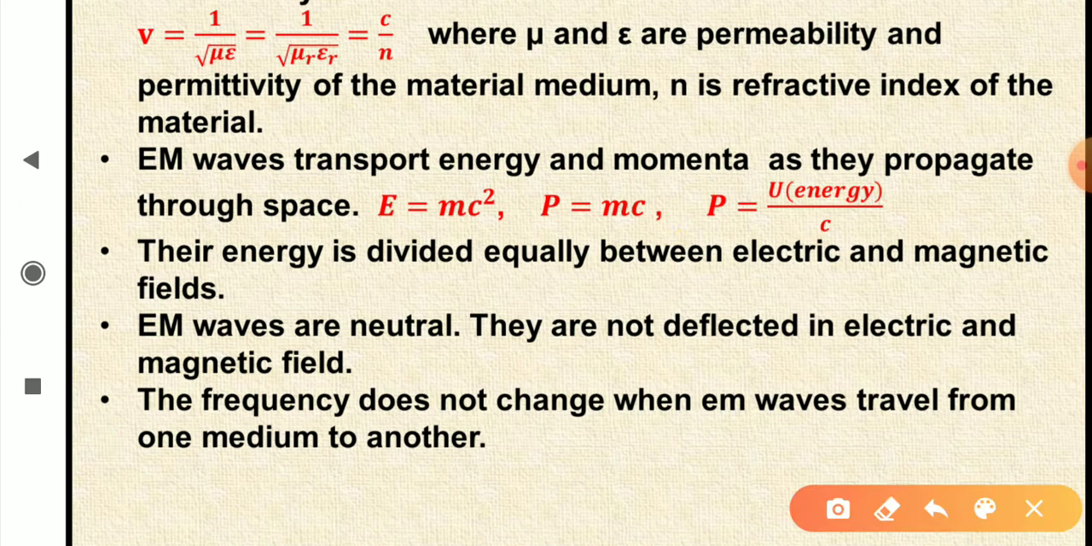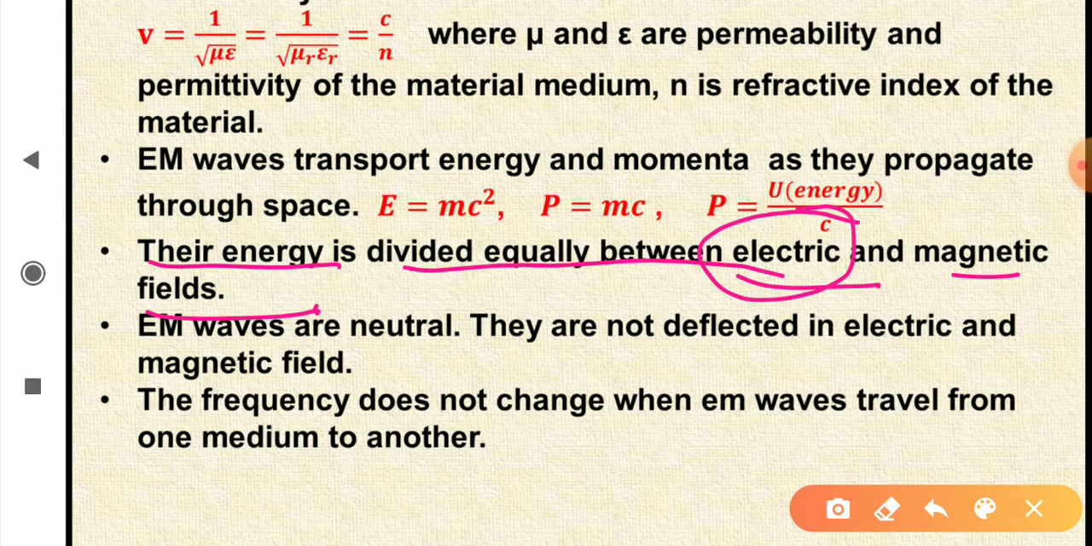Now, the energy is equally divided between electric and magnetic fields. So you have just seen that EM waves consist of electric and magnetic fields, but the energy is equally divided between electric and magnetic fields.